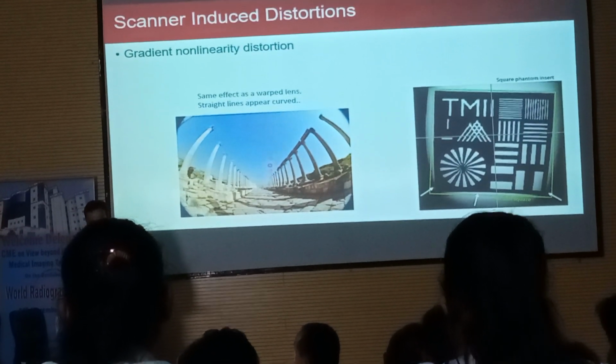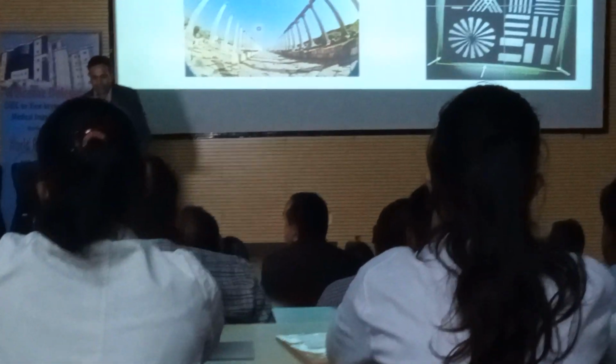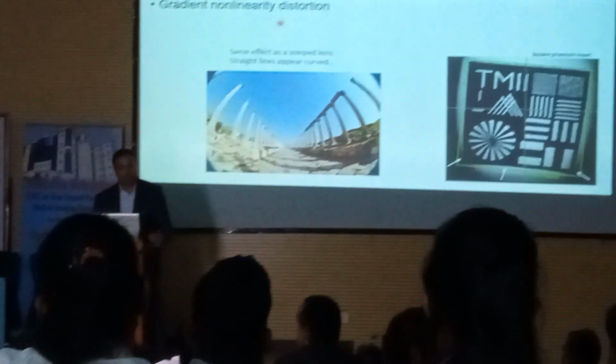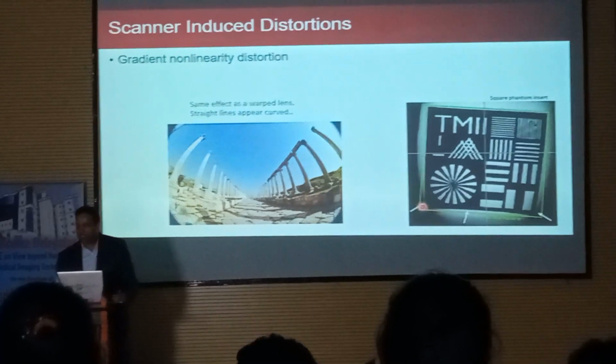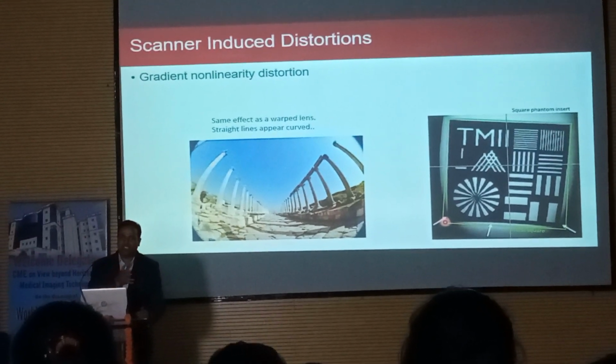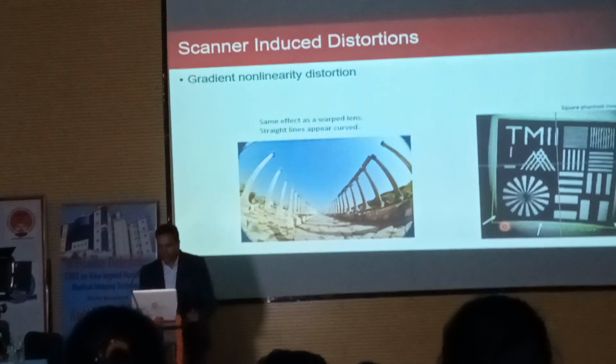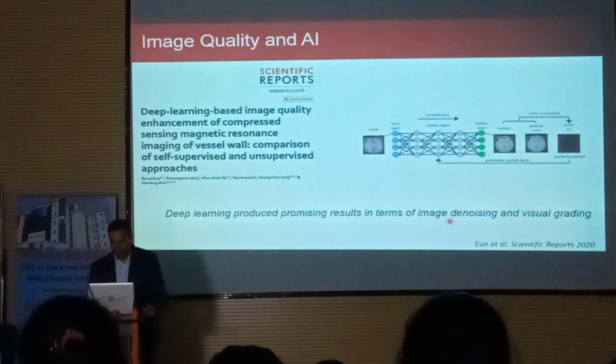This is like camera lens distortion, where a pillar gets bent because of a warped lens. Similarly, if your gradient is non-linear, then you can see the edges get distorted. So you need to check, you can call your principal engineer to check the gradient linearity. If your gradient is non-linear, then you will see bending on the edges.